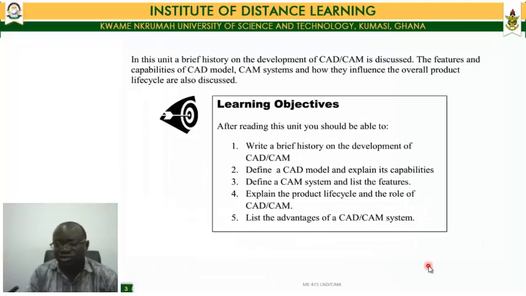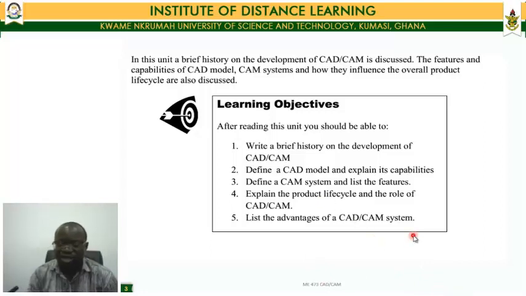Now, in this unit, what we're going to do is have a brief history of the development of CAD/CAM. We're going to discuss that, and then we look at the features and capabilities of a CAD model. Then we'll look at CAM systems and how they influence the overall product lifecycle. Now, after reading this unit, we should be able to do the following. These are basically our learning objectives. At least we should be able to write a brief history on the development of CAD/CAM, which we're going to go through very shortly.